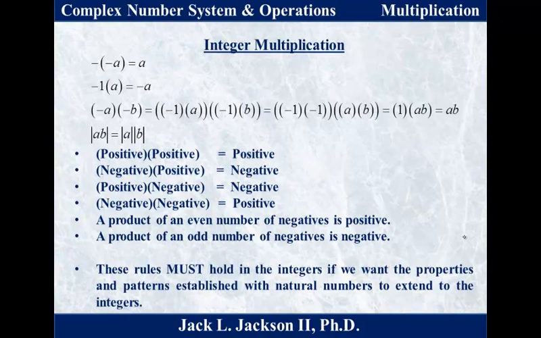In fact, since these can cancel each other out in pairs, in a product of a whole bunch of numbers, if there's an even number of negatives in them, the answer is going to be positive. If there's an odd number of negatives, the answer is going to be negative. And so these rules must hold in the integers if we want these properties and patterns that we establish with natural numbers to extend to the integers. So that's why this is a natural extension of our natural number multiplication. But notice we've extended multiplication beyond just thinking of it as repeated addition, at least in the case of a negative times a negative.